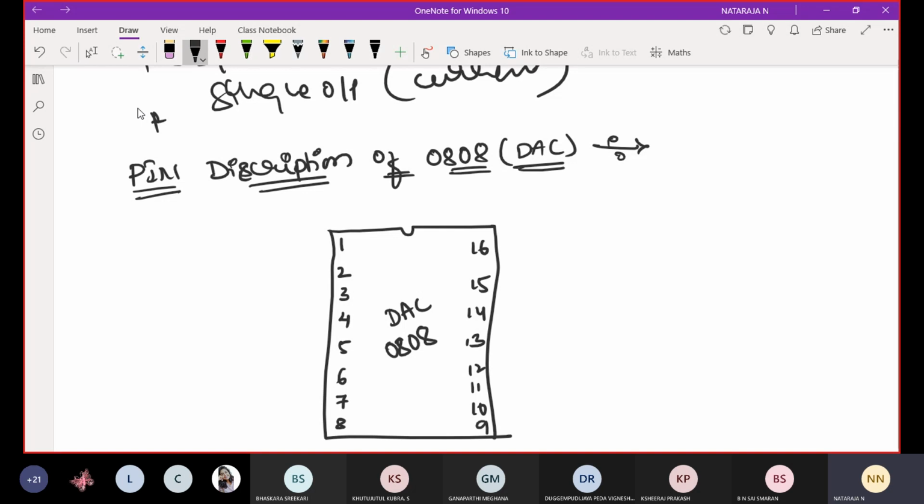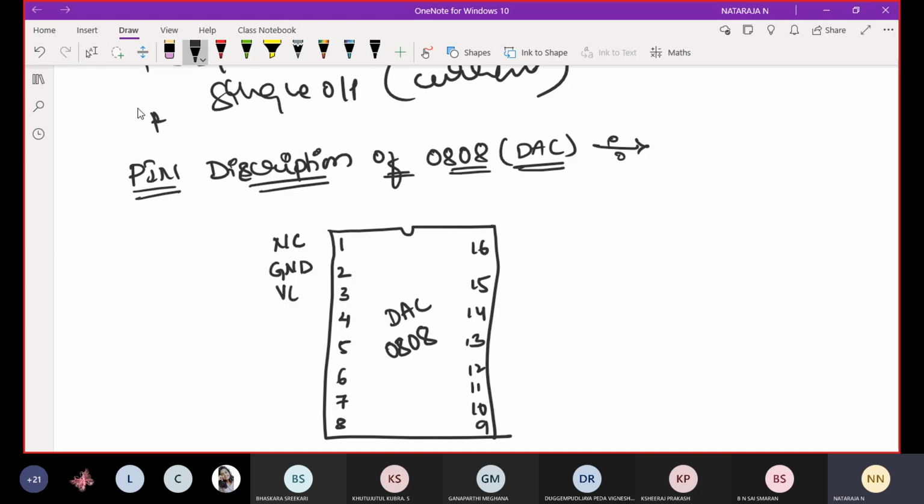Totally 16 pins we have. Pin number 1 will be no connection. We are not going to use this pin, because it is kept for future purpose. And pin number 2 is a ground pin. Whichever IC we are going to use, it should get positive and negative voltage. We need to apply some voltage for the IC to work, so we are going to give positive and negative voltage. This is a ground potential, that is the negative voltage we are going to give.